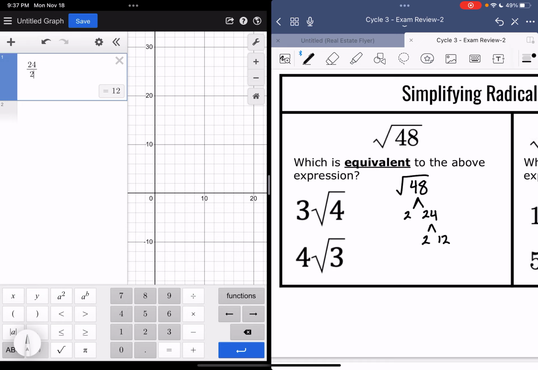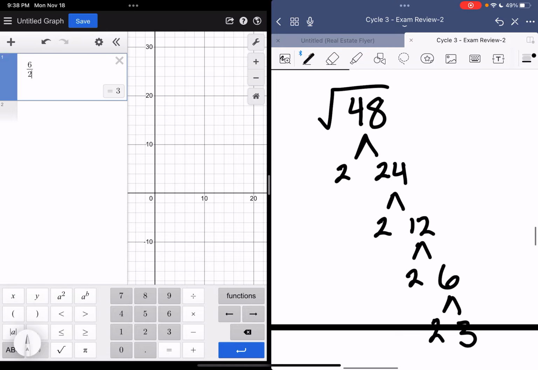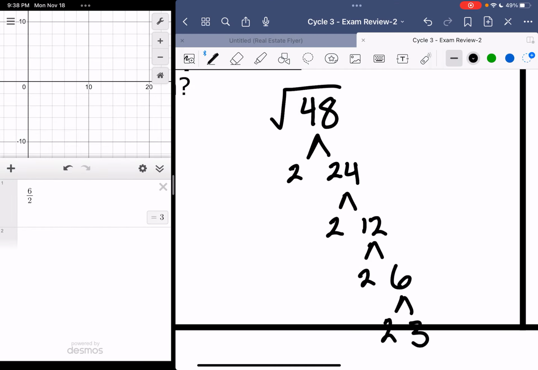2 and 12. Next one, I will have 12 divided by 2 will give me 6. 6 divided by 2 will give me 3. 2 and 3 is the bottom of my tree. And now I'm good to stop. On my tree, I'm going to circle all my prime numbers: 2, 2, 2, 2, and 3.